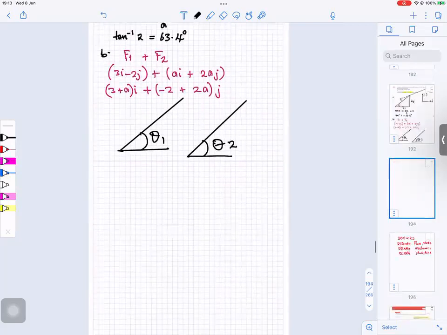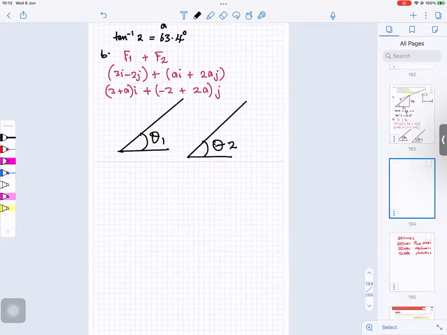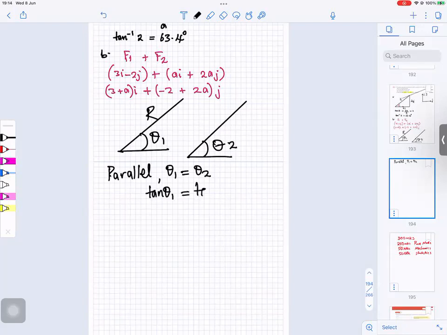So the formula you want to remember is: if theta 1 is the same as theta 2, then they are parallel. So you want to call the first one, this is for R, theta 1, and the other one theta 2. Now, since the vectors are parallel, theta 1 should be equal to theta 2. That means tan theta 1 is equal to tan theta 2.